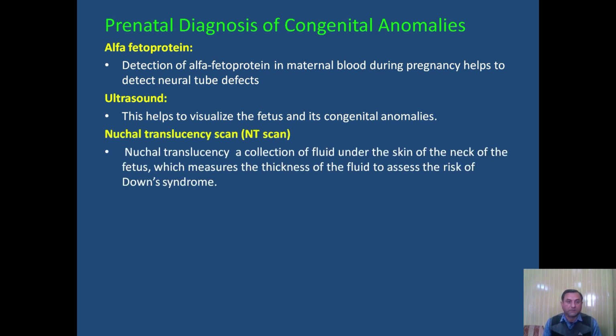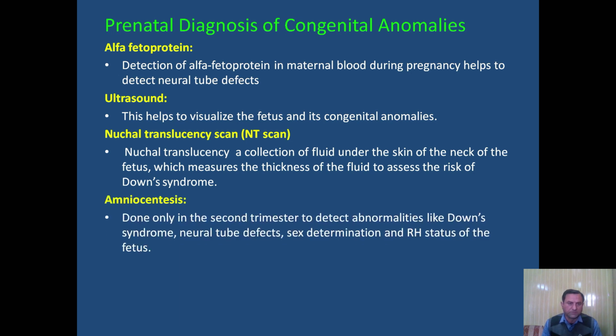Then we may look for other tests, like the nuchal translucency scan, which helps us rule out the possibility of Down syndrome. It is usually done between 11 and 14 weeks. At 11 weeks, there is usually an accumulation of fluid under the skin, which is seen in this scan. The thickness has to be around 2 millimeters at 11 weeks and 2.5 millimeters at 14 weeks. If it is more, we can suspect Down syndrome. In these cases, there will be other investigations to rule out Down syndrome, like amniocentesis, which could be done in the second trimester to detect maladies like Down syndrome.